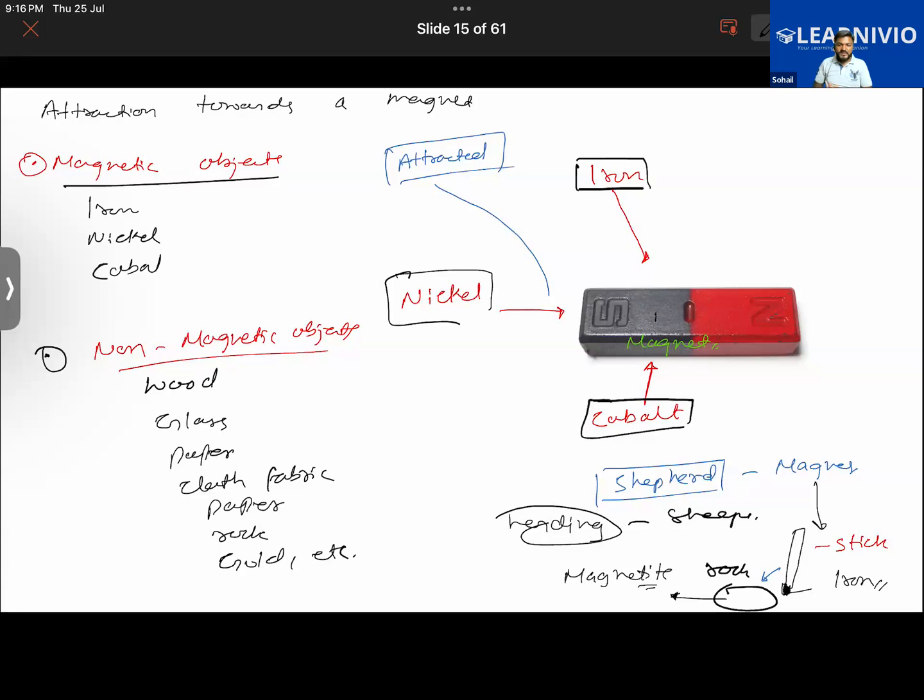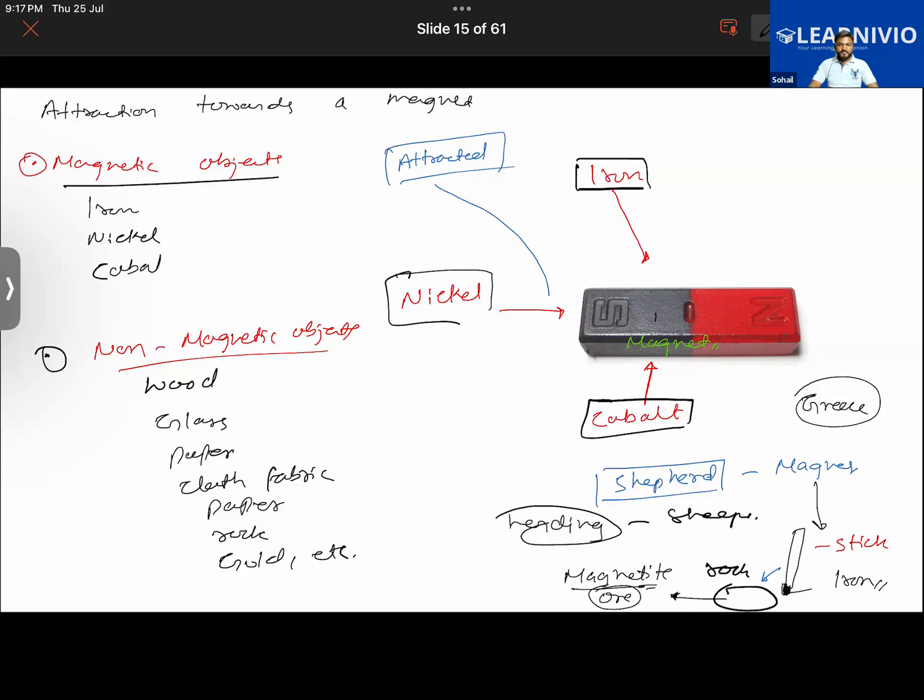Yes, it was found in ore state. Magnetite is the ore. Just like iron is not found in the pure state, it is found in the form of iron ore. In this manner, magnetism was discovered for the first time by the shepherd named Magnus, and he lived in Greece, in a place called Magnesia, and that is how the name of the magnet came. So the name of magnet came from his name.